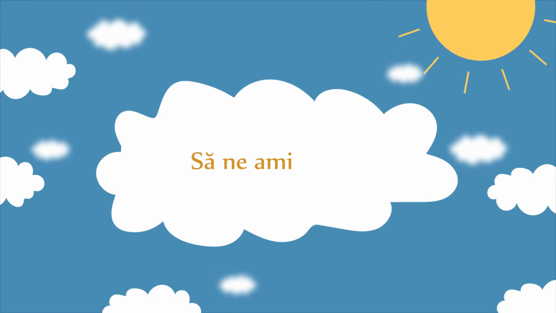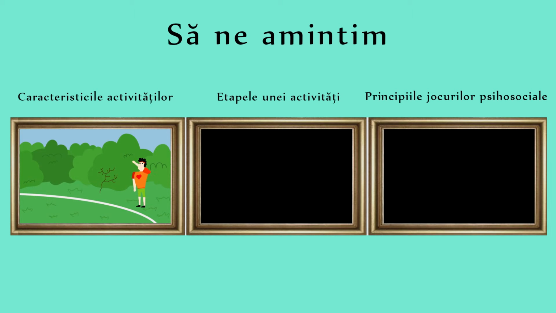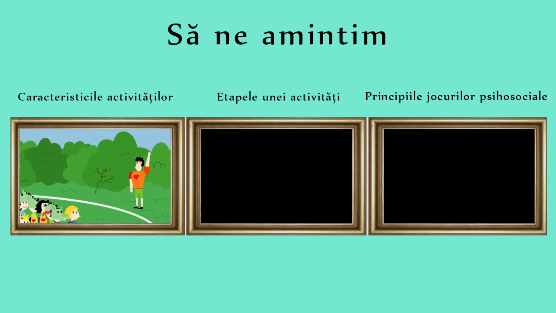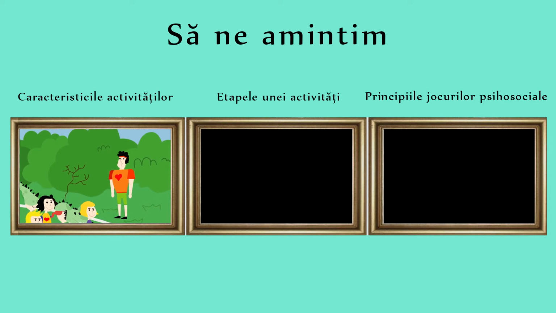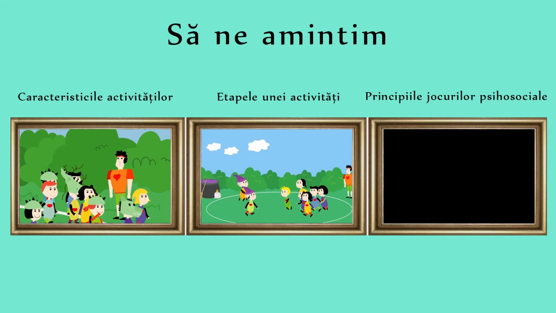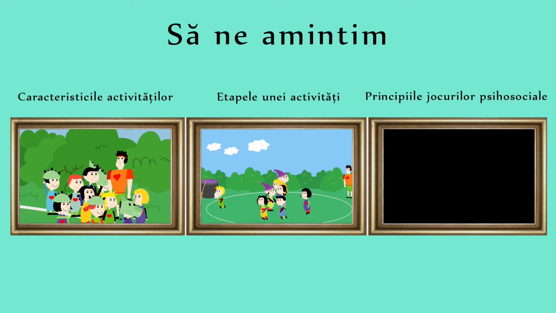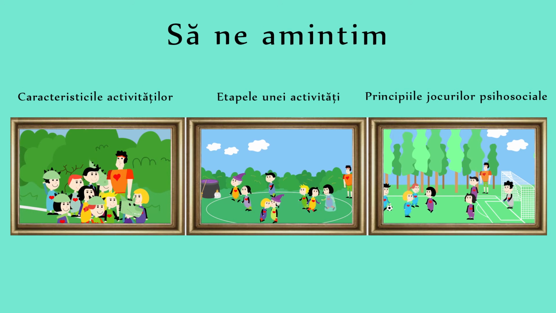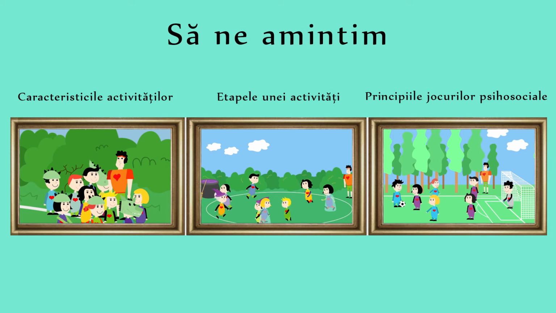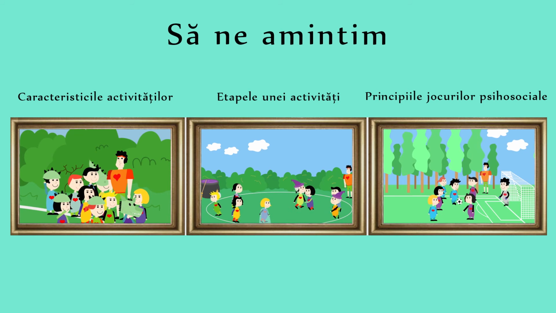Let's remember the characteristics of the psychosocial game. Any psychosocial game has a scope, rules, roles, and a frame. The planning of a psychosocial activity includes 3 important phases: warm-up, main part, and relaxation. The 6 methodological principles: objectives, cooperation, 3 steps of learning, progression, variety and creativity, active participation.